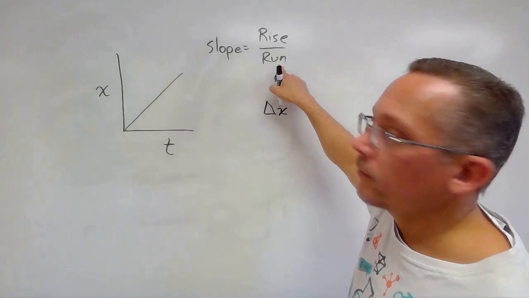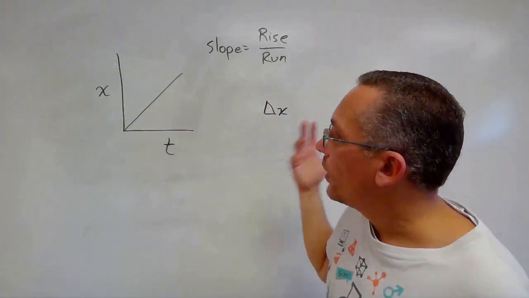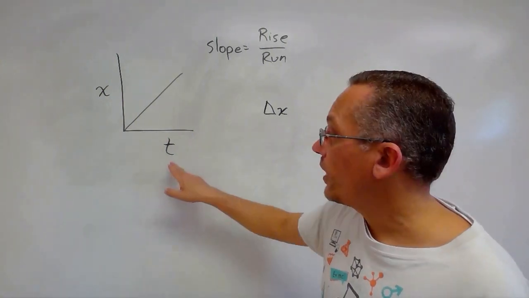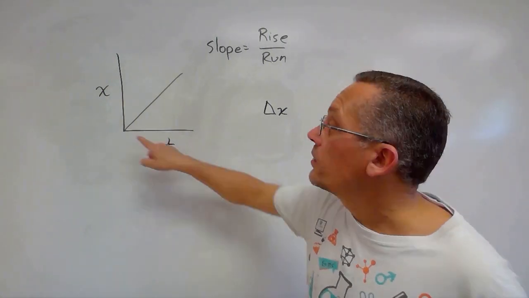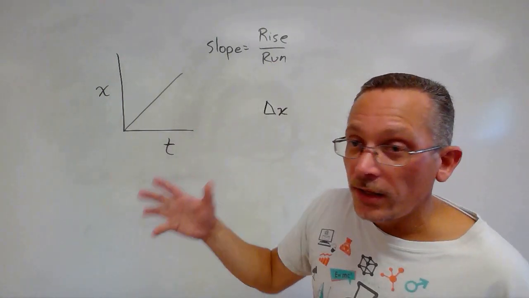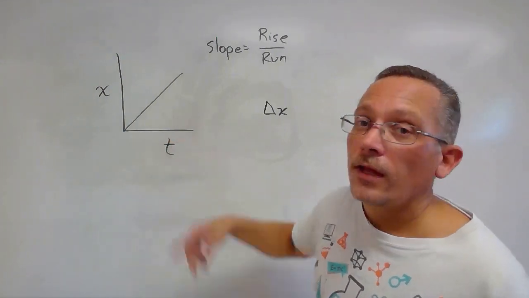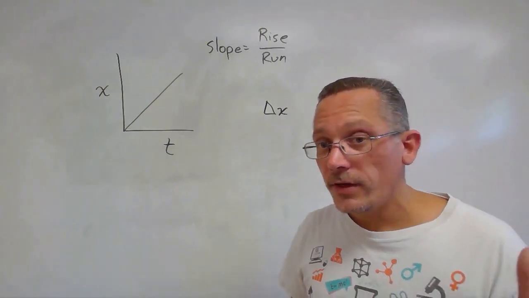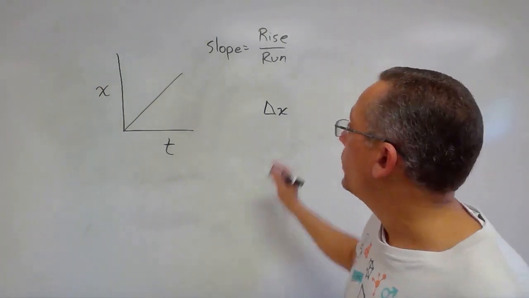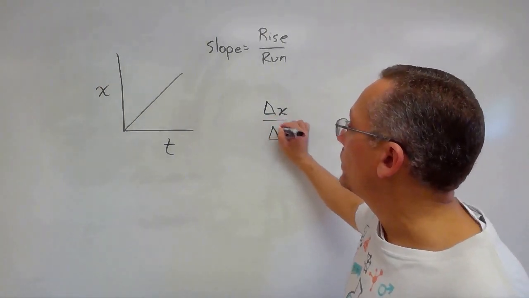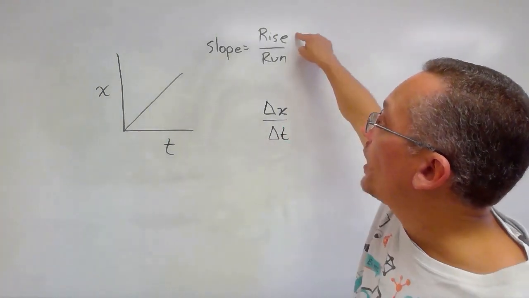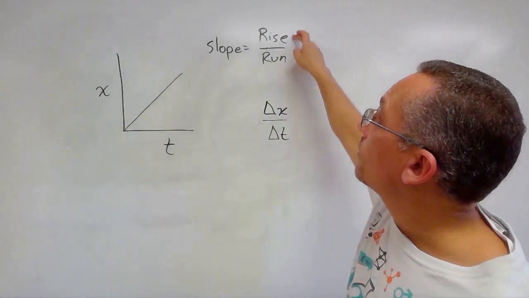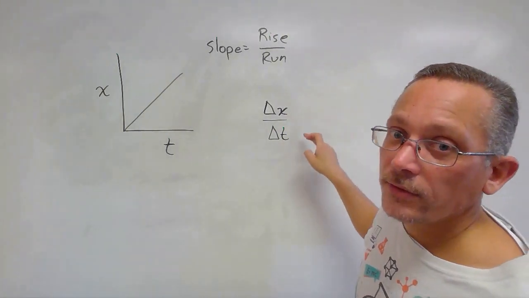Okay. What about the run? What's the run? Run is the change along what's on the x-axis, right? What we have here on the x-axis is time. So what we're talking about with run is how much does the time change. And we said a minute ago we have a variable for the change in time. We said it's going to be delta t. So rise is delta x, run is delta t. So rise over run is delta x over delta t.